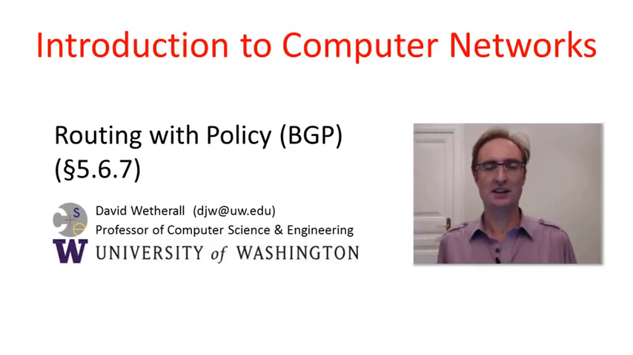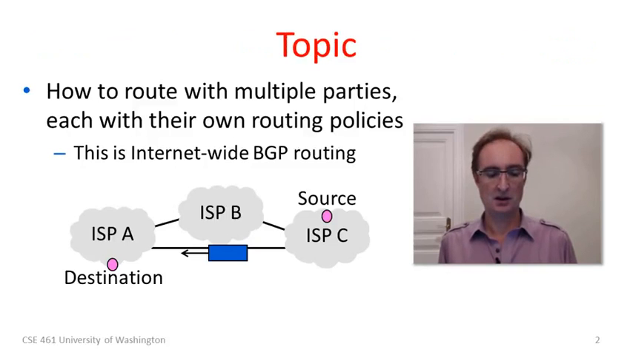G'day viewers. In this segment we'll talk about routing when there are multiple parties in the network which may have different policies. This is how BGP works. Our topic here is really to extend the routing we've seen in one major respect, and that's to allow the network to be composed of different parties who may have different interests. We'll see that's a big complicating factor in routing.